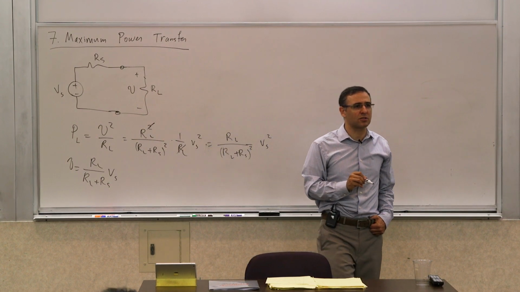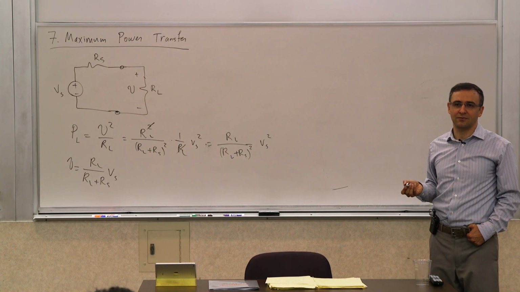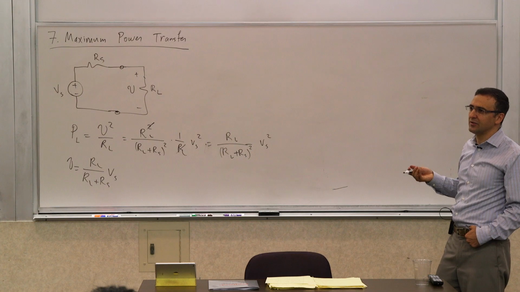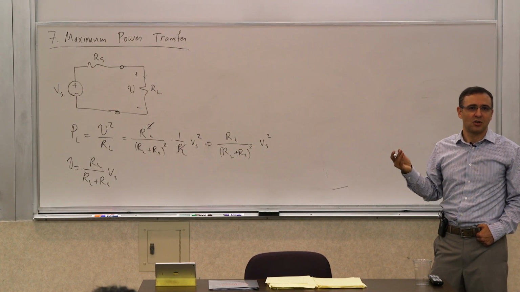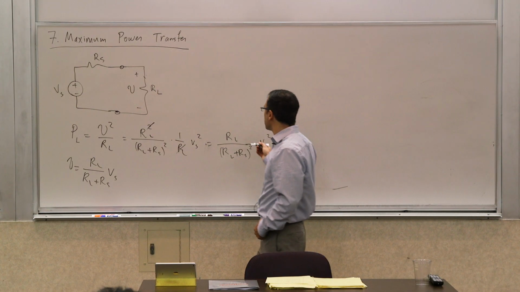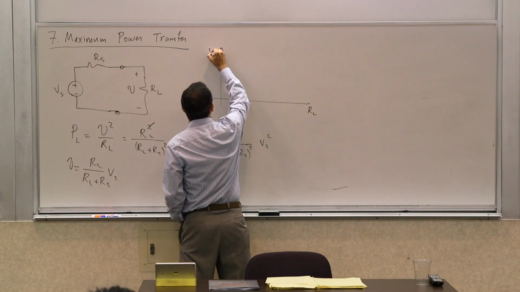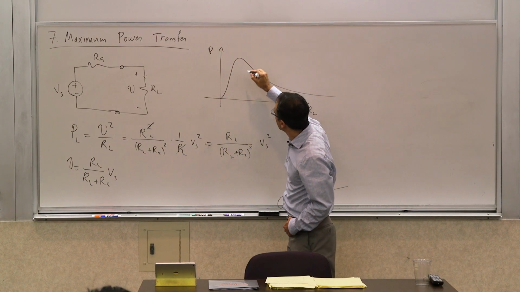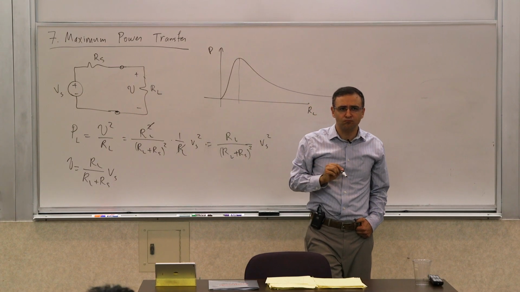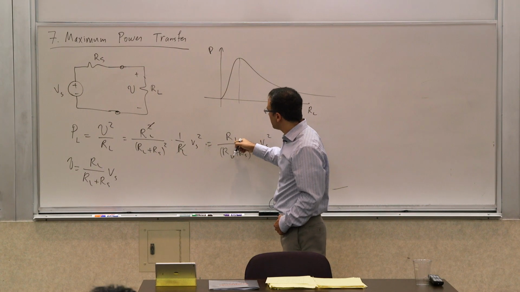So I'm trying to maximize this quantity. How do you maximize a quantity? You differentiate with respect to it and set that derivative to 0. Well, that optimizes it. It may minimize it. So you can actually plot this, and what you see when you plot P versus RL, you'll see that it looks like that. So you're trying to find where that point is. So how do you do that? Differentiate with respect to RL.